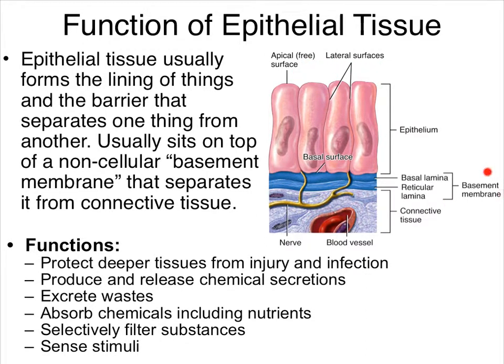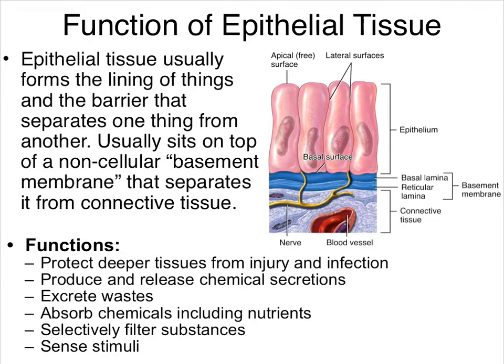The basement membrane is composed of two layers, the basal lamina and the reticular lamina, with the basal lamina connecting to the basal surface of the epithelium, and the reticular lamina connecting into and basically becoming a part of the connective tissue.